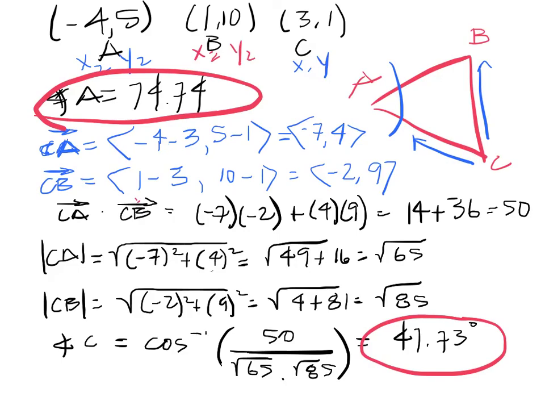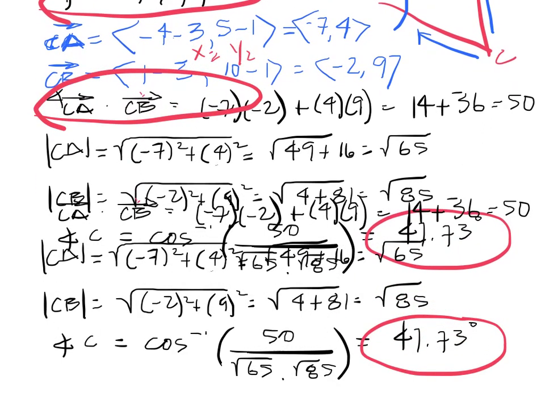Alright, so now I have angle C and angle A. If I want to find angle B, it would be 180 minus angle C minus angle A. Angle A is 74.74. So angle B is going to be 57.53 degrees.